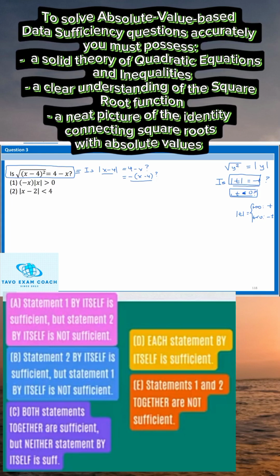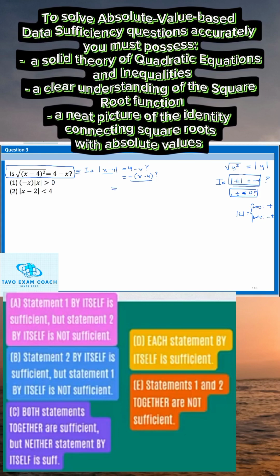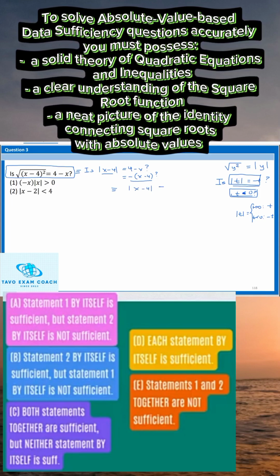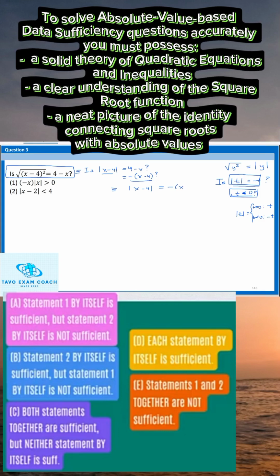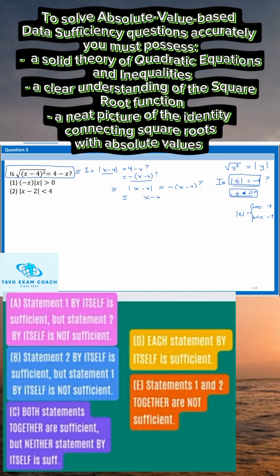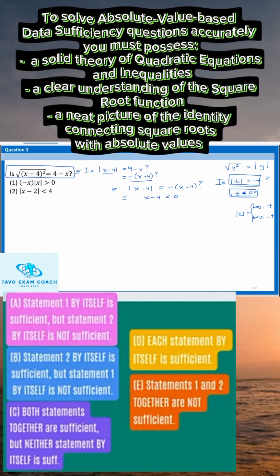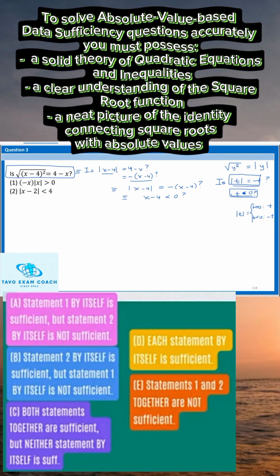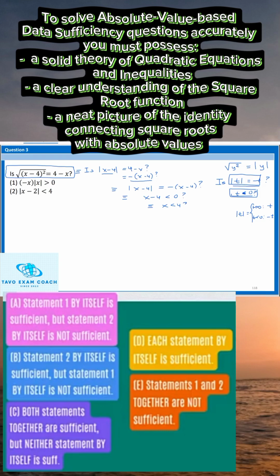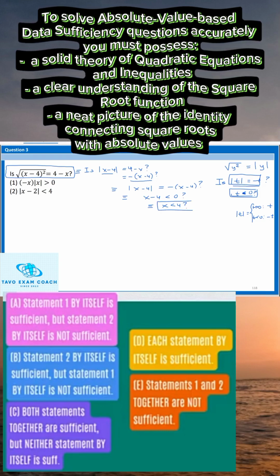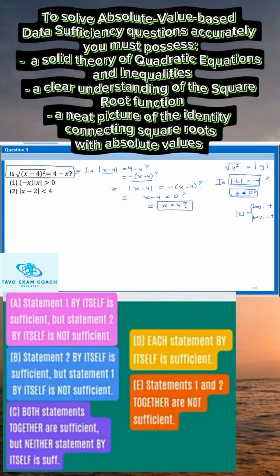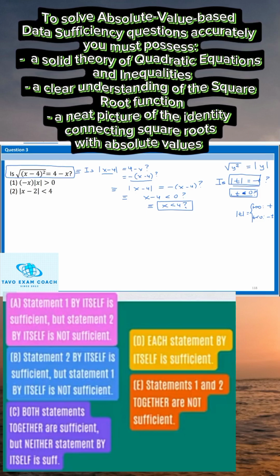So here in the original question, asking whether x minus 4 in absolute value equals the additive inverse of x minus 4 implies asking whether x minus 4 is a negative number. But asking whether x minus 4 is a negative number implies asking whether x is less than 4. So this is the question we have reformulated, and of course it looks much simpler than the original one. Now let's go for the statements.